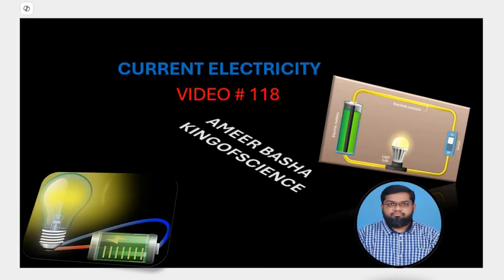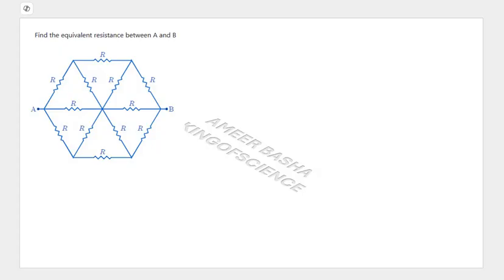Welcome to my lecture. In this lecture I will discuss a question from the current electricity topic. It is a symmetrical network, so we need to identify the equivalent resistance. See the circuit as follows, and they are asking to find the equivalent resistance between the points A and B. These are the 2 points A and B here. That means the current I enters here, and the same current I leaves here.